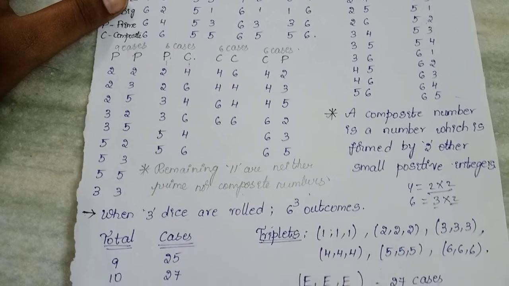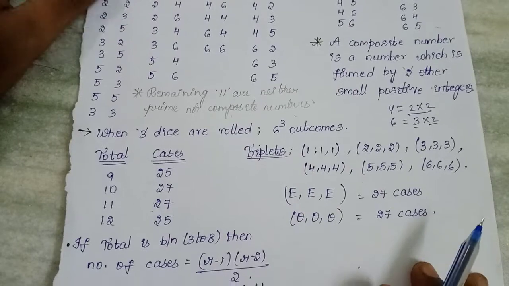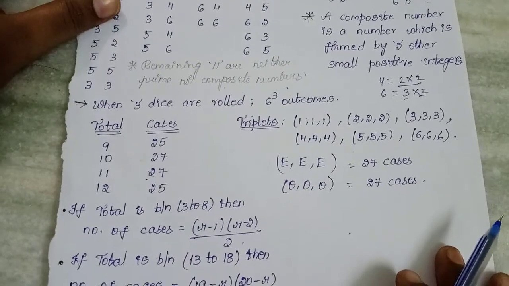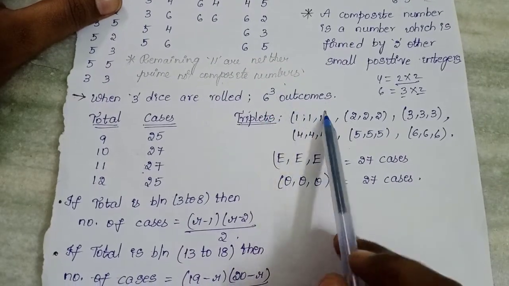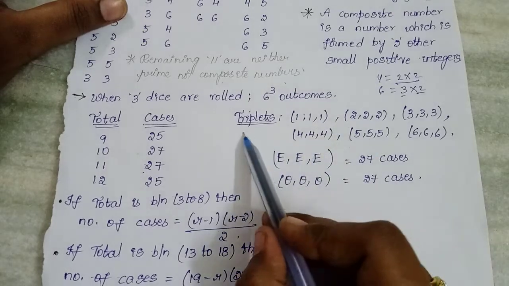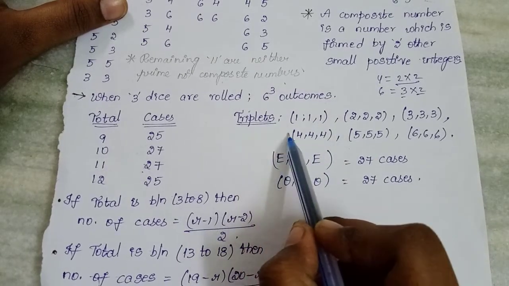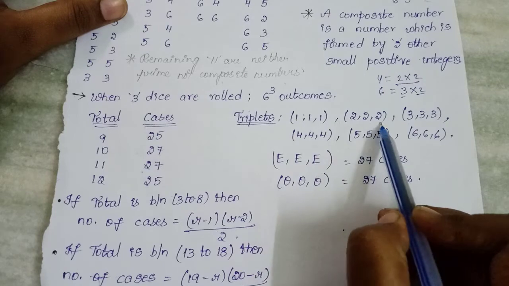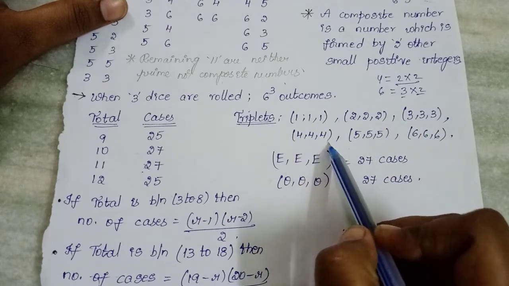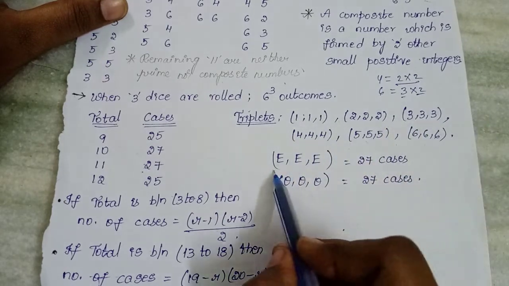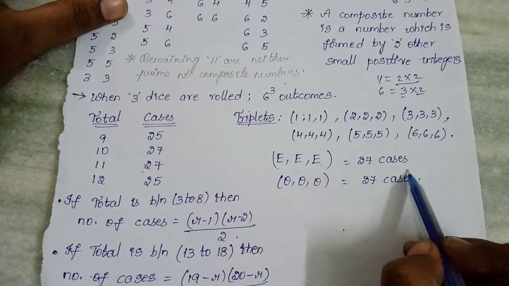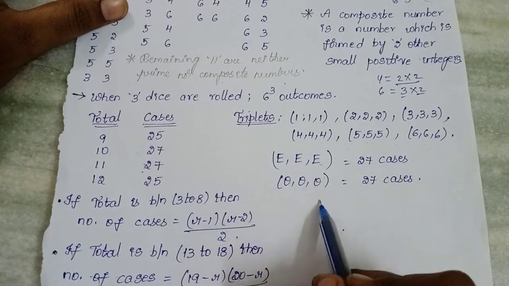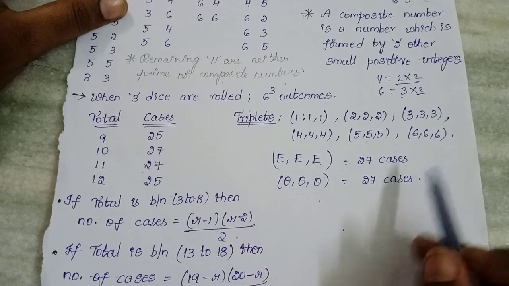Okay? And when it comes to 3 dice, if 3 dice are rolled, then 6 power 3 outcomes will be there. Here doublets will not form, triplets will be formed: all 1s, all 2s, all 3s, all 4s, all 5s, all 6s. All even number cases are 27 cases, and all odd number cases are 27 cases here too.